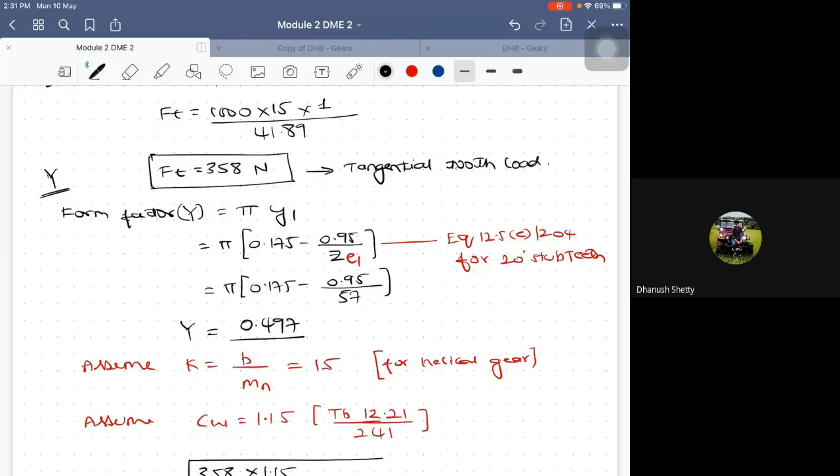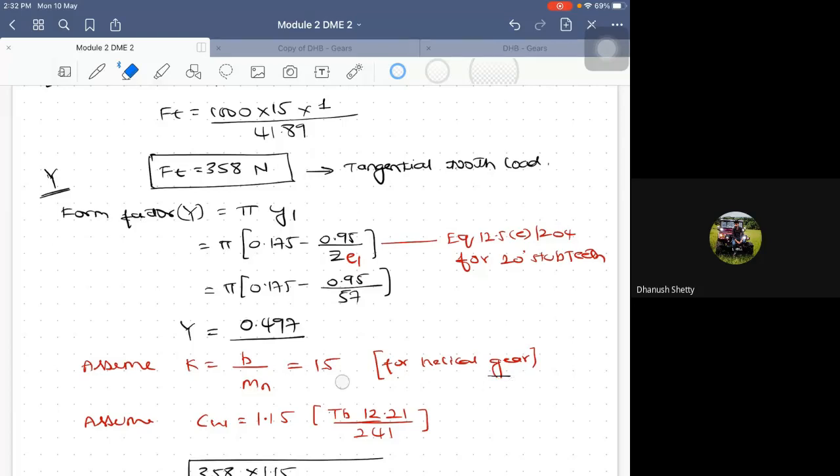Okay, now, since the value of K is not given, you have to assume it as 15 in case of a helical gear. How much did you assume if it was not given in case of a spur gear previously? 10, isn't it? Now, in case of a helical gear, you assume it as 15. That's why I have it in red color.